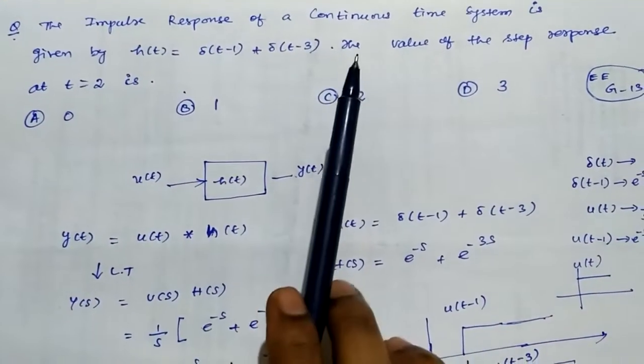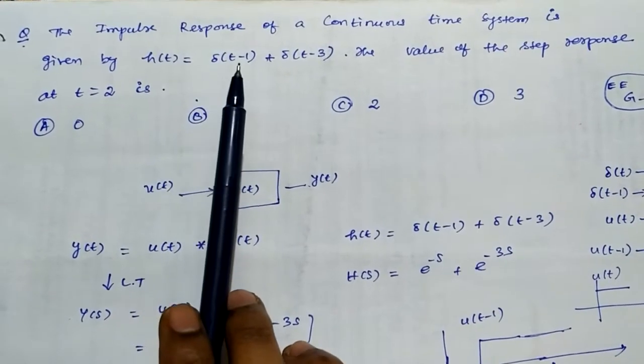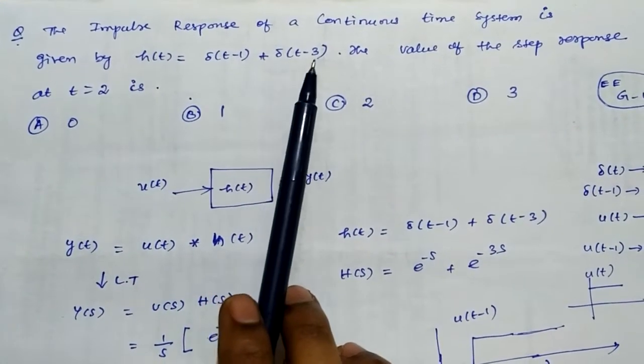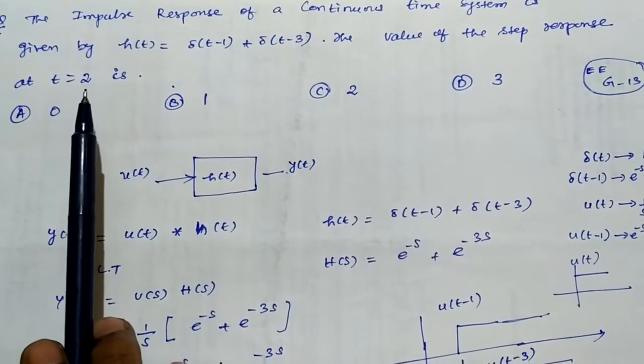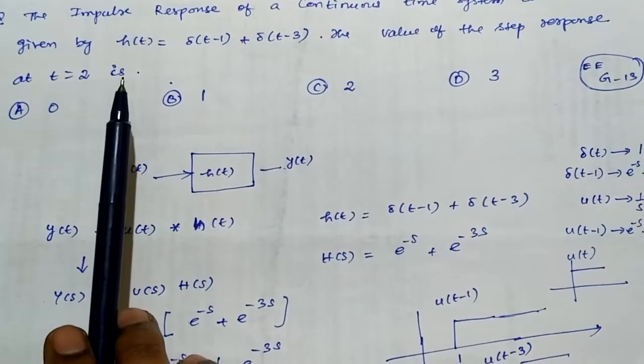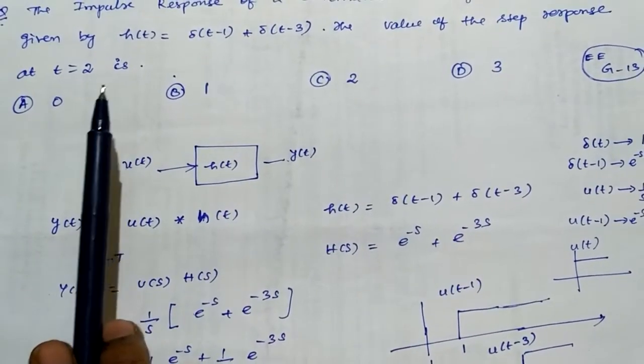The impulse response of a continuous time system is given by h(t) = δ(t−1) + δ(t−3). The value of the step response at time t = 2 is? We need to find the value of the step response at t = 2.